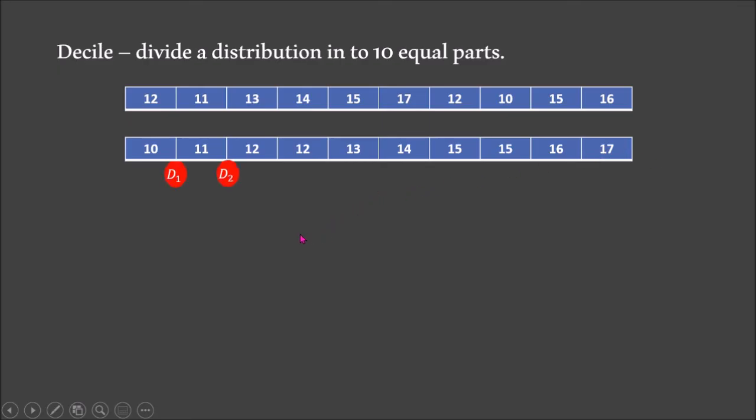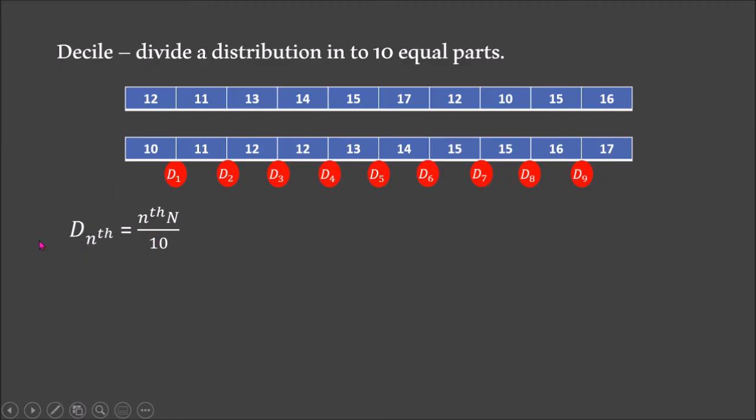This is the position: D1, D2, D3, D4, D5, D6, D7, D8, and D9. When we divide them into 10 equal parts, that means we will just slice them 9 times. So for this size, there will only be D1 up to D9, okay?